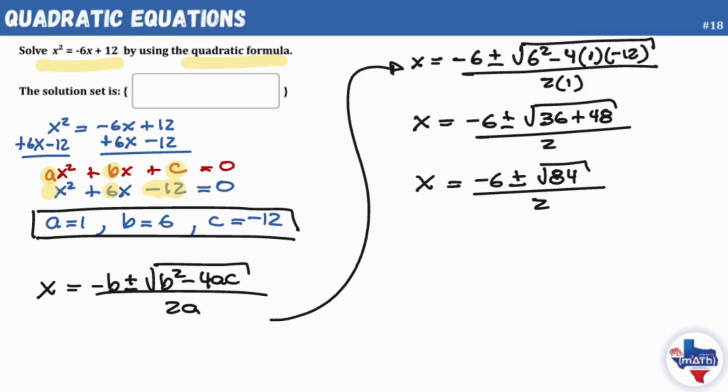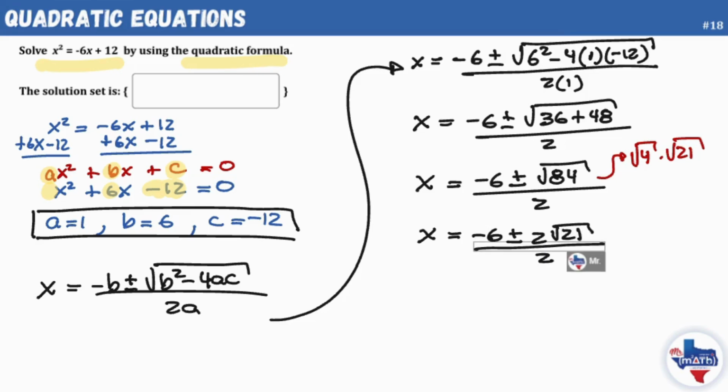I'm just going to create a quick note here. The root of 84, only the root of 84, I'm going to talk about that. It could be equal to the root of 4 times the root of 21, because 4 times 21 is 84. But the root of 4, we know that is 2. Therefore, we can rewrite this as x equals negative 6 plus minus 2 root of 21 divided by 2.